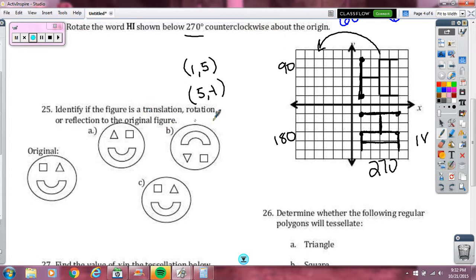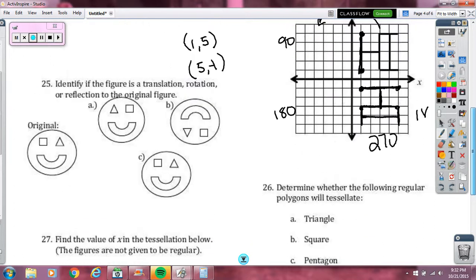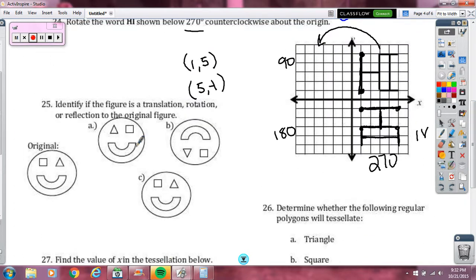Alright, I think this is the last one for this part of the test review, and then we'll stop the video, and you can pick up on the other one if you want to see the rest of the test review. So identify if the figure is a translation, rotation, or reflection of the original figure.